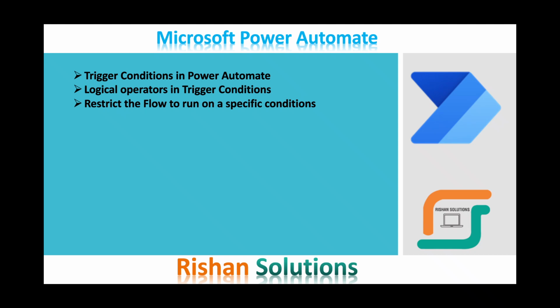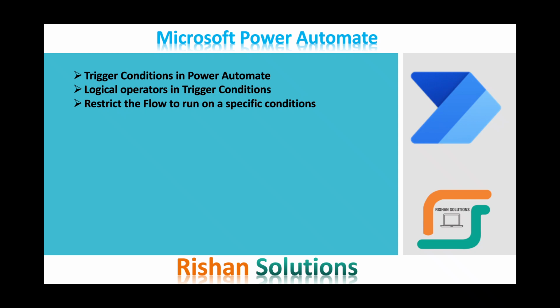In this video, we'll discuss trigger conditions in Power Automate, and also we'll discuss logical operators in trigger conditions. We can restrict a flow to run on a specific condition, which we'll discuss in this video. Trigger conditions are a kind of expression that determines whether a flow should run or not based on specific conditions or on the values from the trigger outputs.